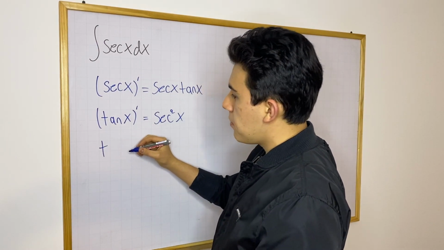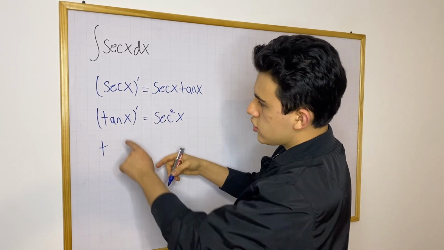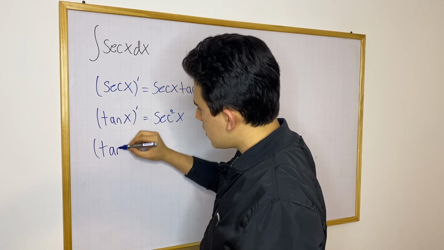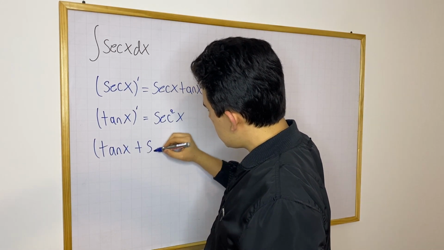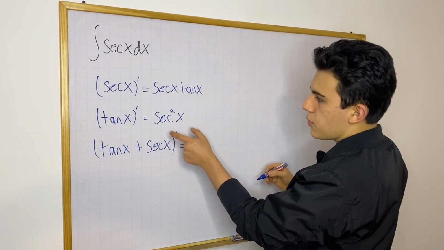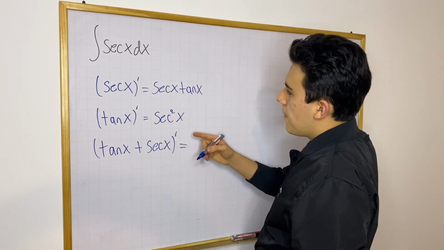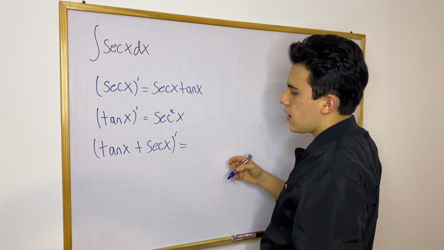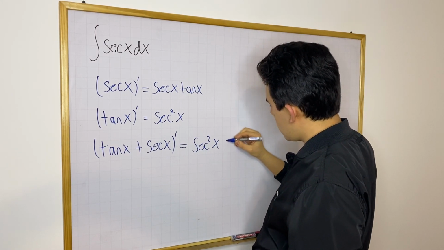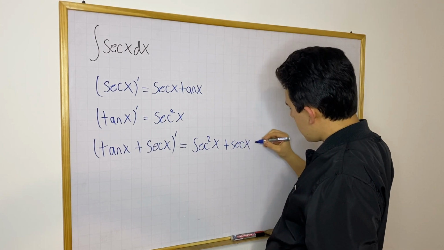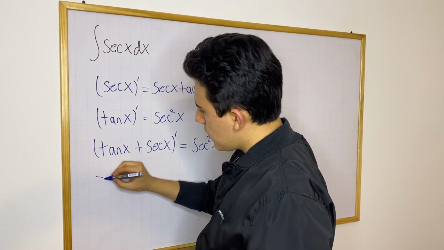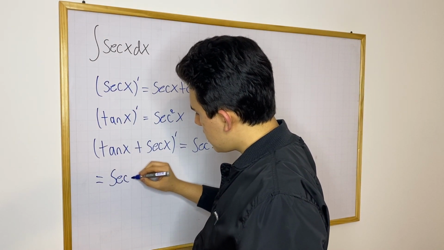What happens if you add up both of these functions, tangent and secant, and you differentiate them? So what is the derivative of tangent x plus secant x? You can just differentiate each term, and we're going to get this expression on the other side. Yes, I will write it out. We get secant squared x plus secant x times tangent x. Now, I will factor out a secant x.